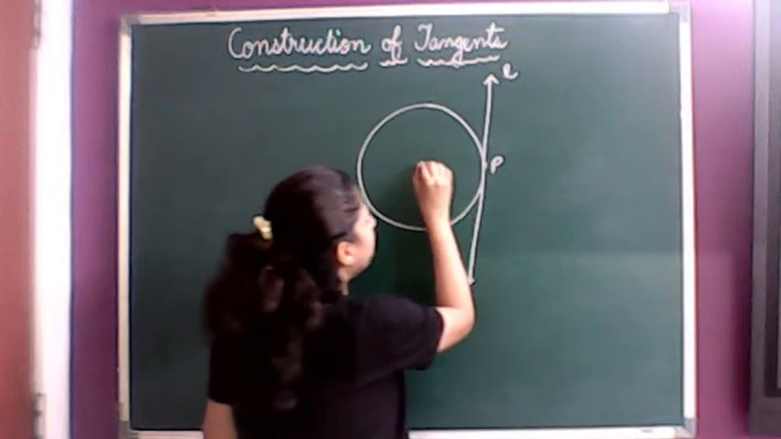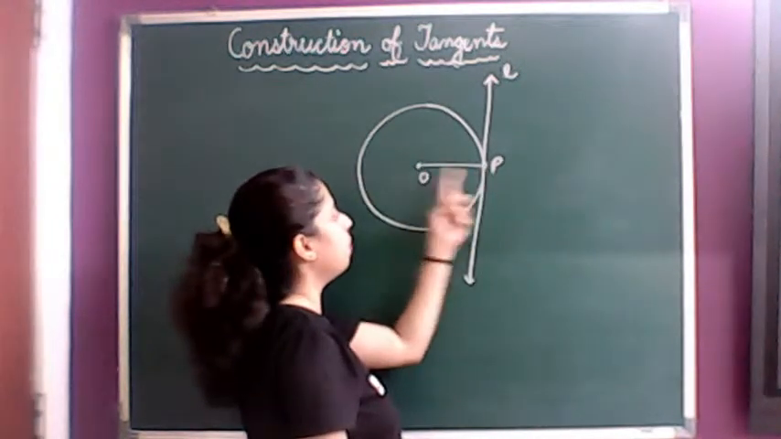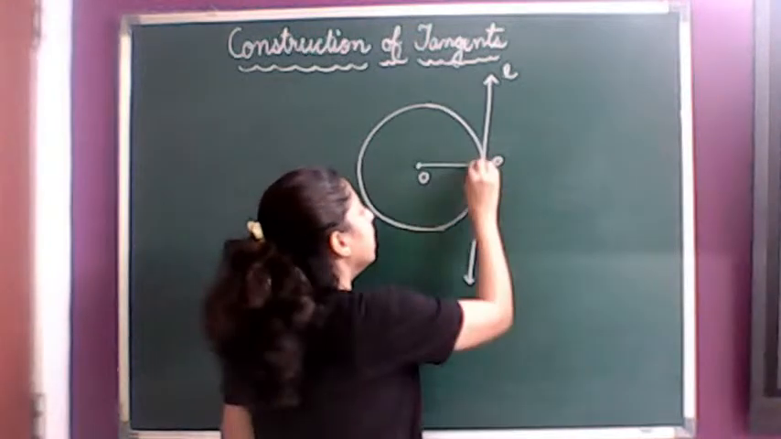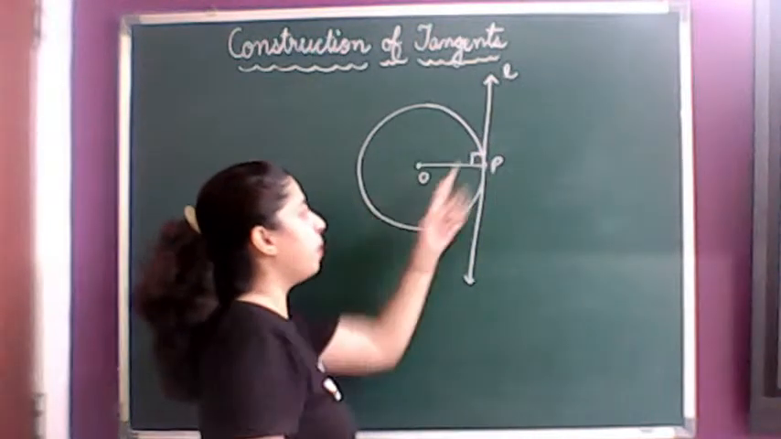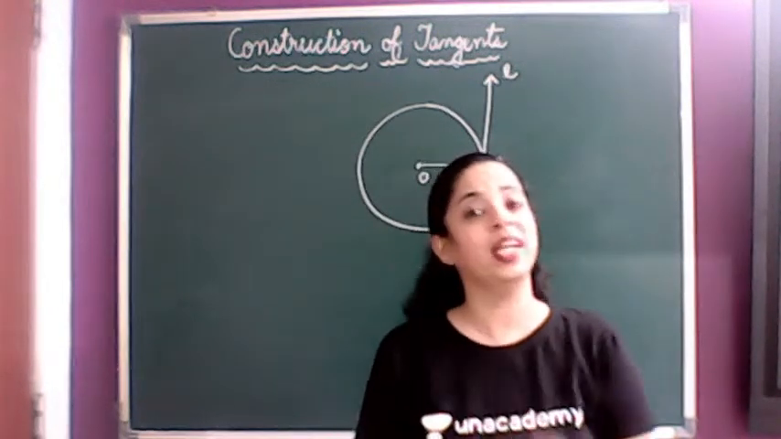There is one more property that you should know. When I join the center to this point, OP is the radius, and the radius is always perpendicular to the tangent. We will use this property when we are drawing tangents.